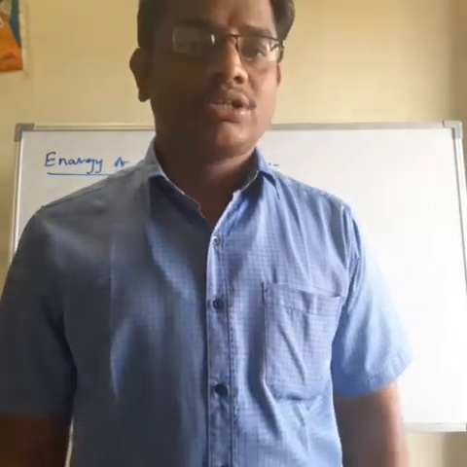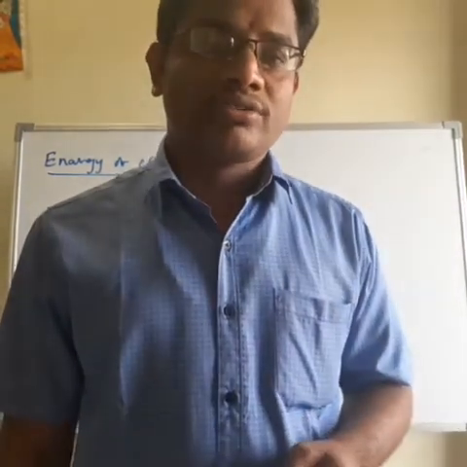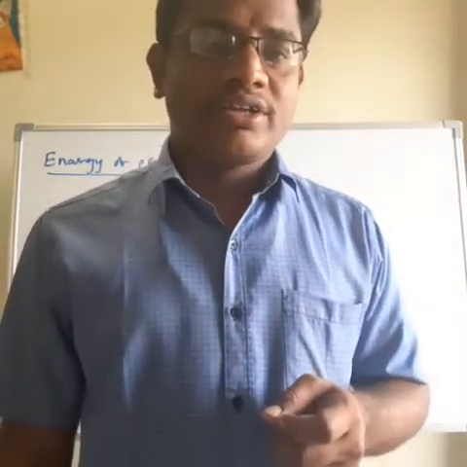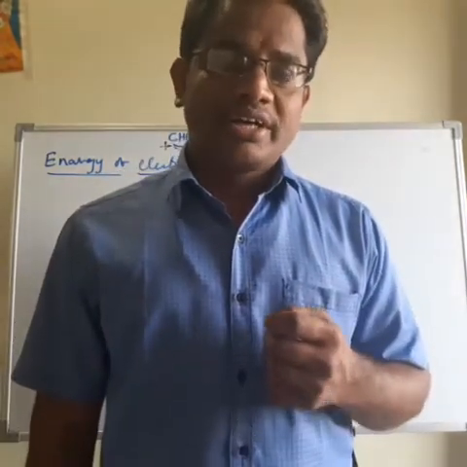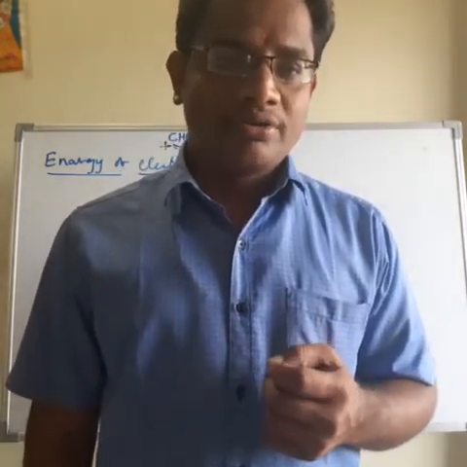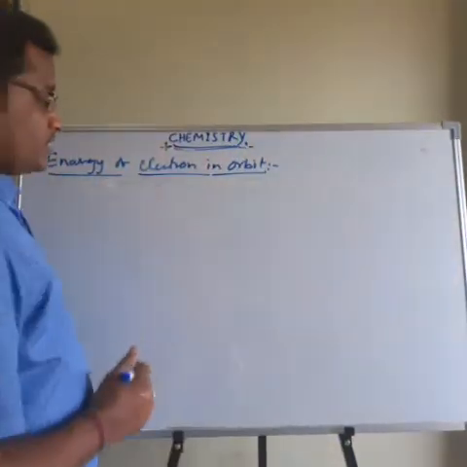Good morning students. Last class we compared the postulates of Bohr's atomic model and also calculated the radius of the orbit. Today's next concept is the energy of electron present in the orbit. That is the next concept. Then, how to calculate the energy of electron in the orbit.